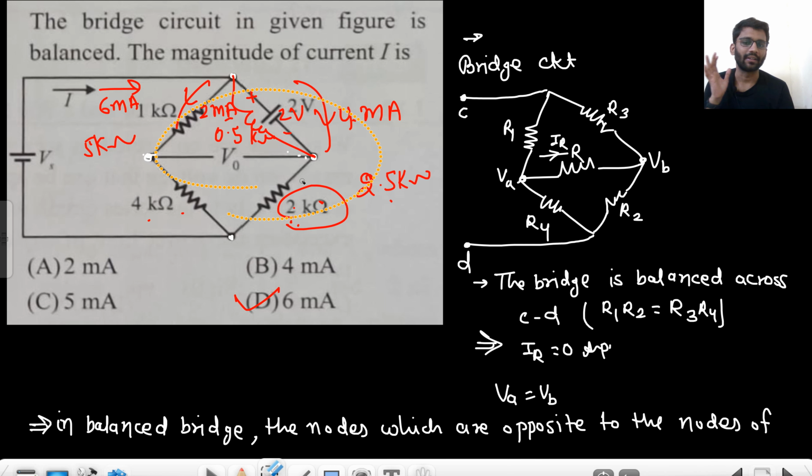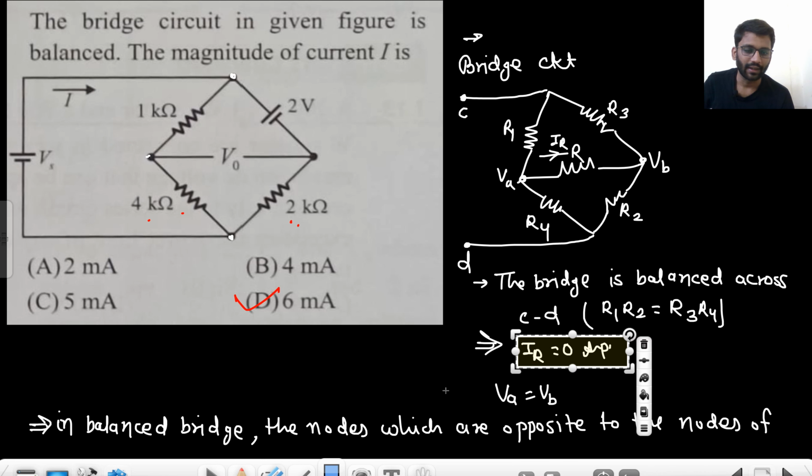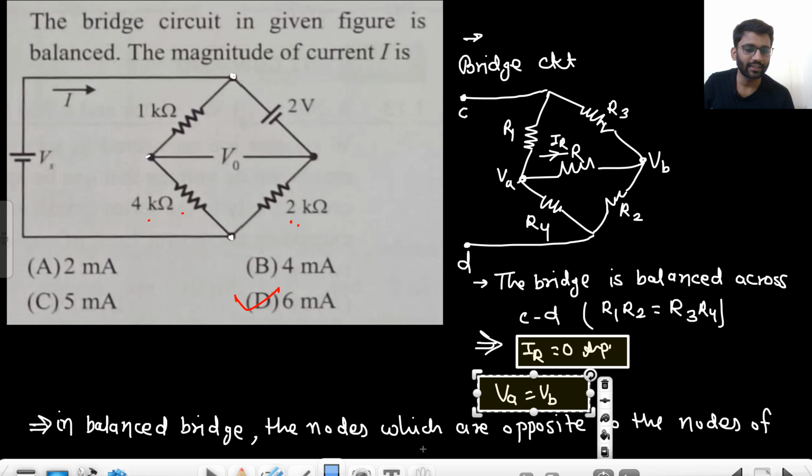What is the actual concept? The actual concept is that if the bridge is balanced, that means these two nodes will be equal, and in this node there will be no current. So this is the first point to note, and this is the second point to note. These two are the most important points if we are talking about a balanced bridge. Potential same, no current, that's it.